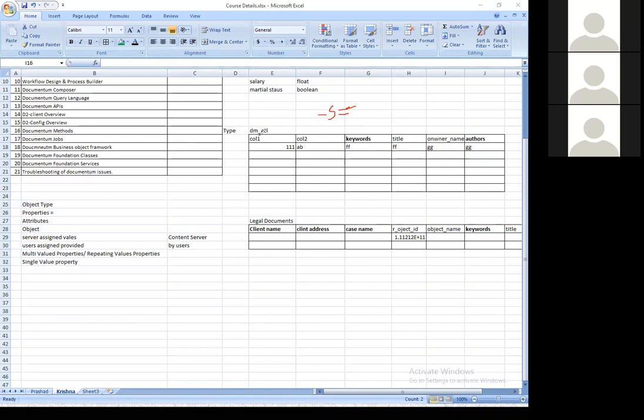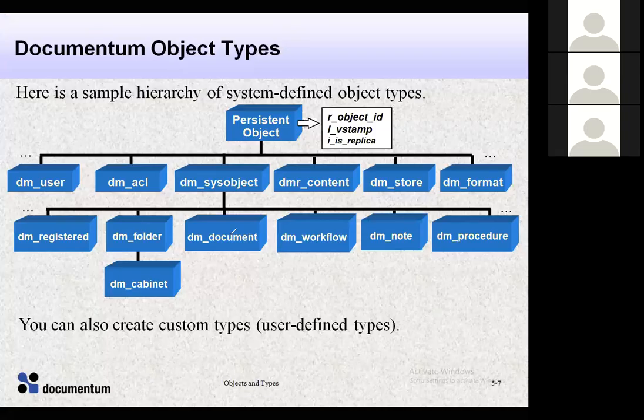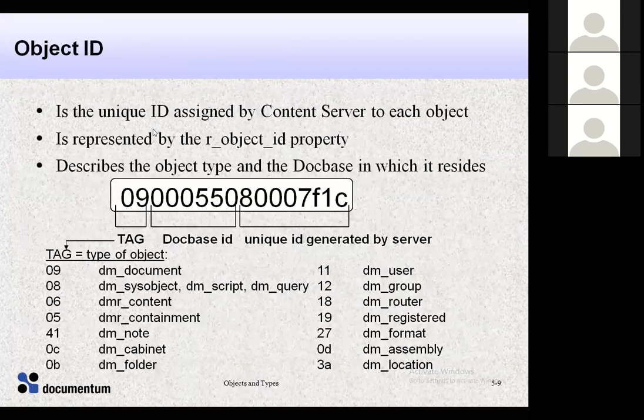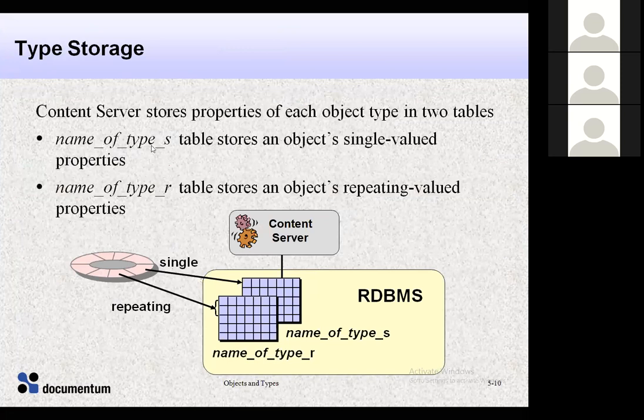So if you see the table dm_acl, then dm_acl_r will hold all the columns that are repeated, R for repeated, and dm_acl_s holds the columns that are single. So the name of the type _s and the name of the type _r tables: the S table stores the single value properties, and the R table stores the repeating value properties.